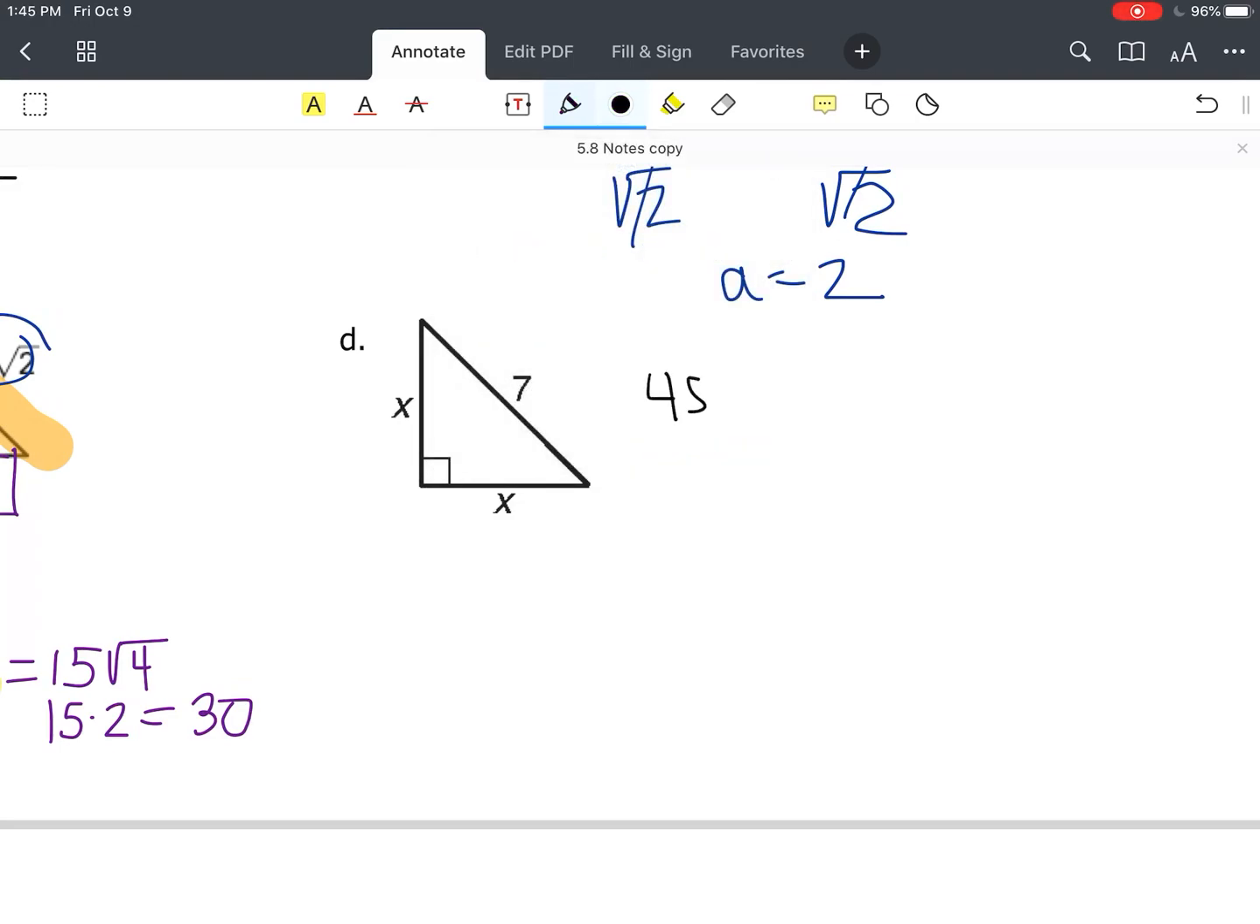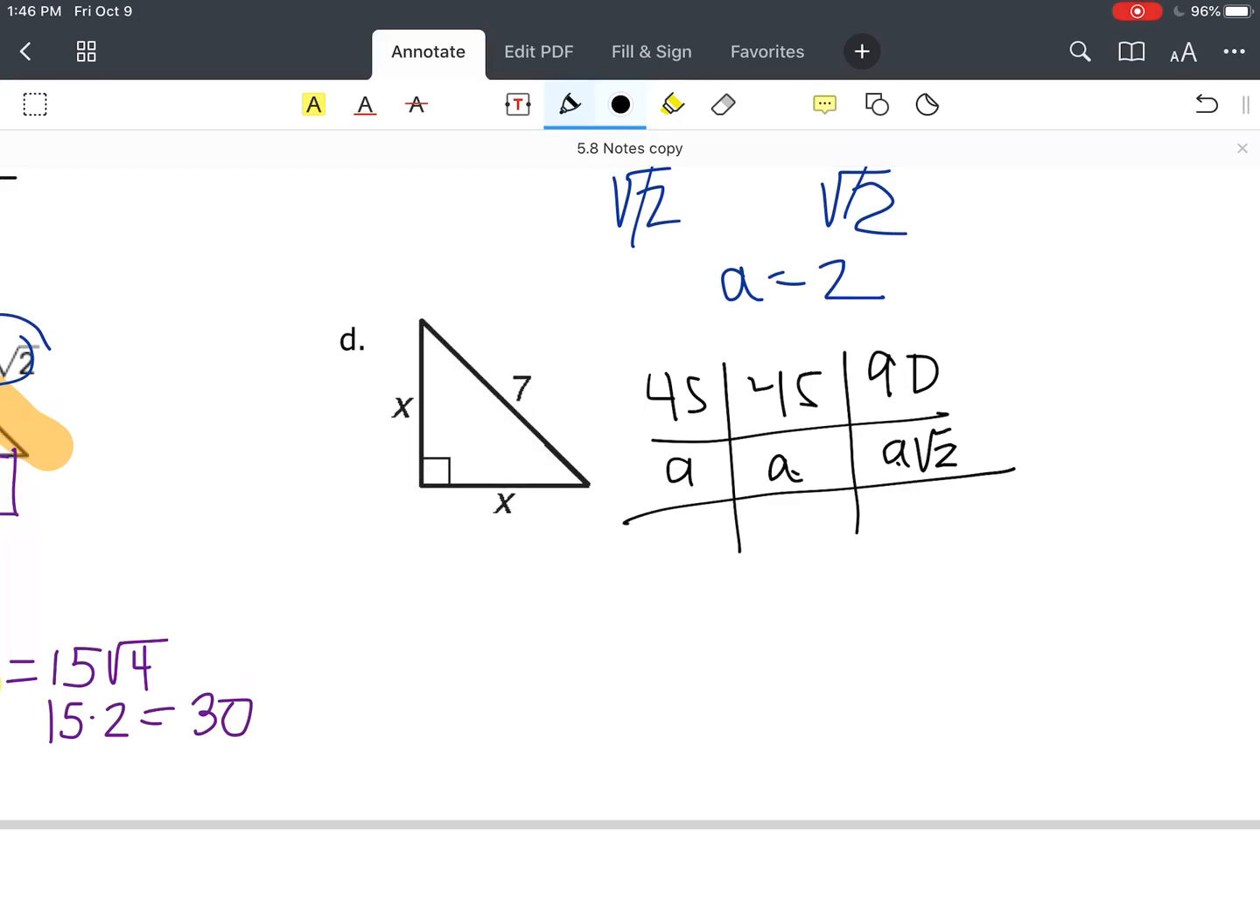Last one is letter D. Again, you start, as always, with your chart. So 45, 45, 90. x, x, x, or sorry, a is the letter we were using. A, A, A root 2, or A times the square root of 2.